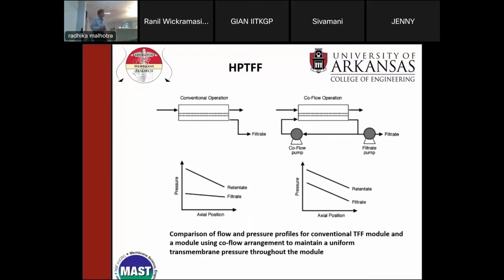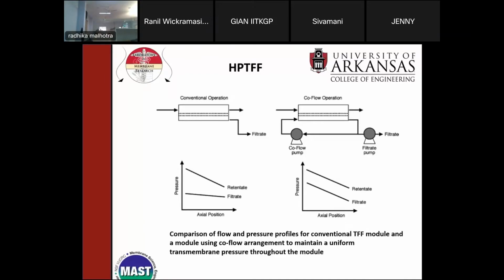Okay, so here is the idea. Here is a conventional operation, and I talked about this earlier. In conventional operation, you have your feed going this way. You're pulling your permeate or filtrate through the membrane, and retentate goes through. As you flow along here, there will be a pressure drop on the retentate side and the filtrate side. Do you agree? As you flow through.